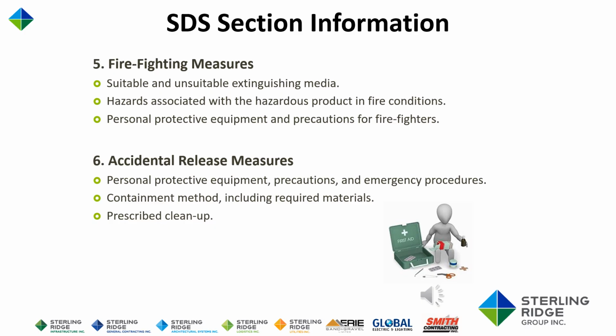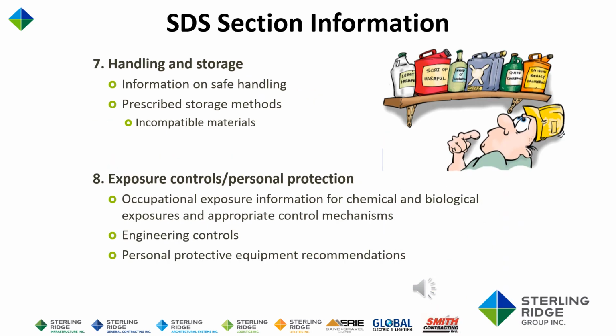6. Accidental release measures: personal protective equipment, precautions, and emergency procedures; containment method, including required materials; prescribed cleanup. 7. Handling and storage: information on safe handling, prescribed storage methods, incompatible materials. 8. Exposure controls/personal protection: occupational exposure information for chemical and biological exposures and appropriate control mechanisms, engineering controls, personal protective equipment recommendations.